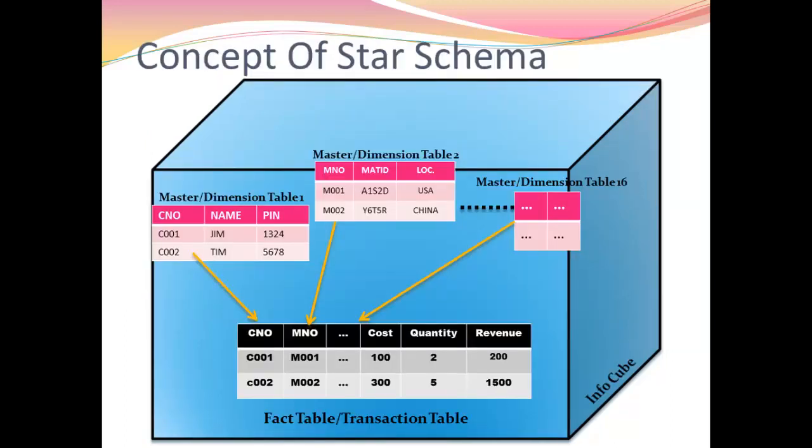Let's get into the concept of star schema. Let us take a master table which has information about customer name, number, and pin. Another master table has information about material number, material ID, and its location. Likewise, we will be having 16 master tables or dimension tables, and these tables are connected to our fact table, which is also called the transaction table, as you can see over here.